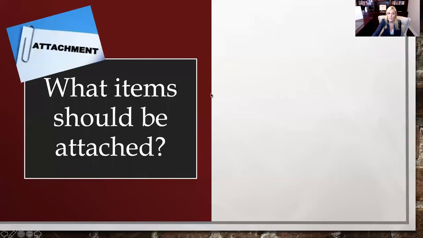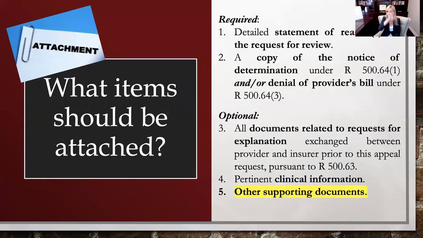So what items should be attached to this appeal form, this 2-page appeal form, and what items are part of that third category that we just looked at? Well, what is required is a detailed statement of the reasons for the request for the review. And this is actually the best opportunity for the provider to really put its best foot forward and to explain its position and give any and all pertinent information that may lead DIFS to rule in its favor. So this is a really important opportunity for the provider to present essentially its case to DIFS.